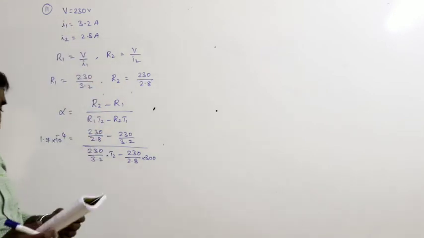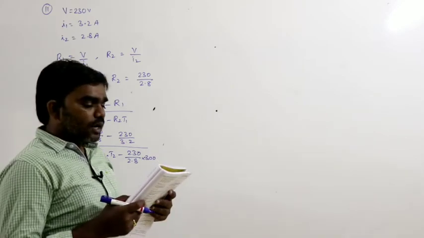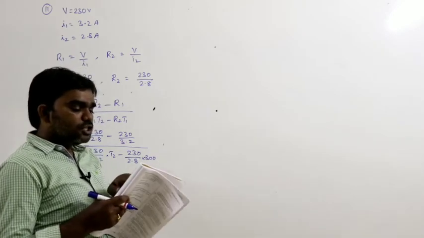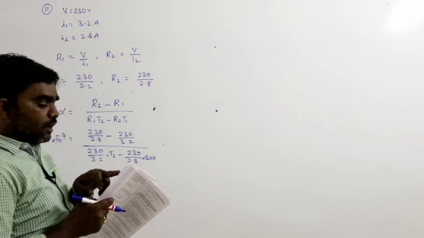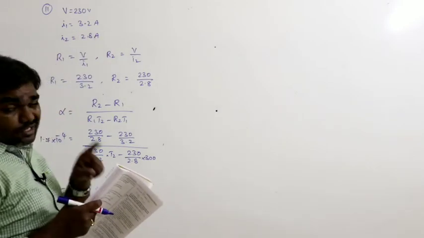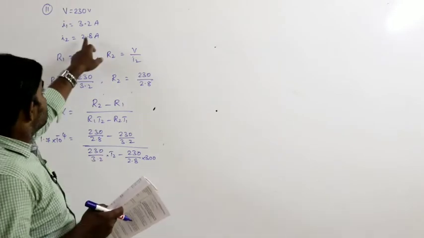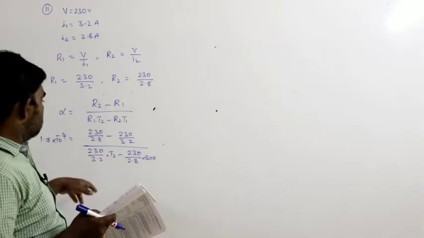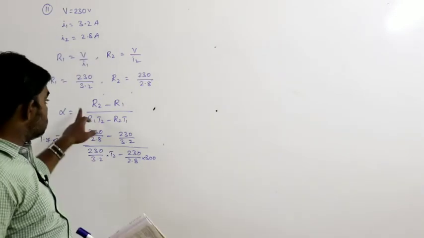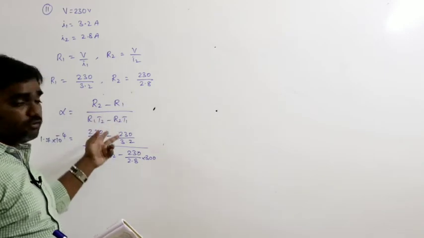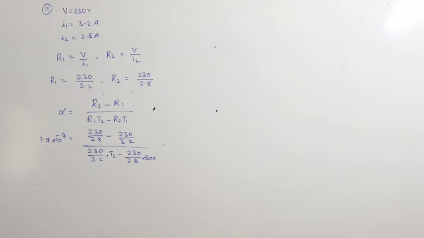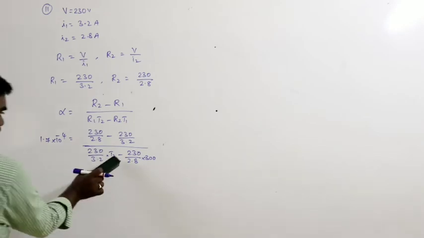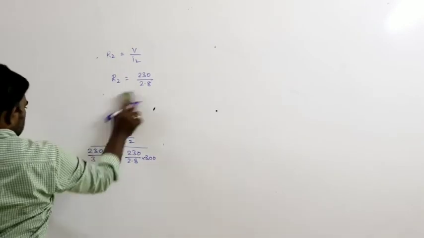Total potential is given as 230 volts and the supply draws an initial current of 3.2 amperes, and after a few seconds it reaches a steady value and the current is 2.8 amperes. Then alpha is equal to the general formula (R2 minus R1) by (R1 T2 minus R2 T1). So on solving you can get this. Solve this after finding. Next.